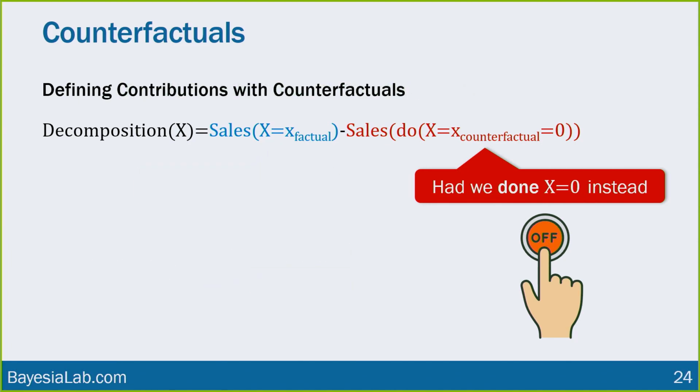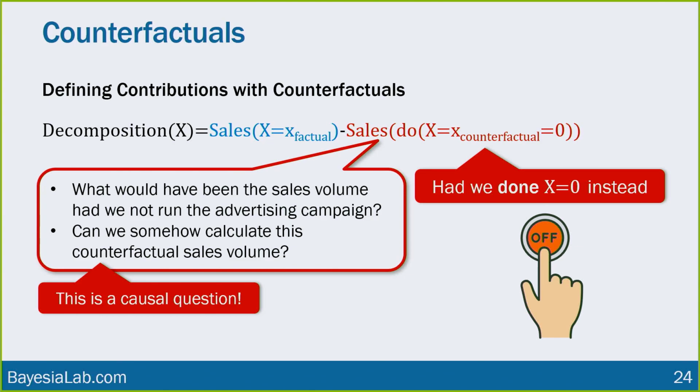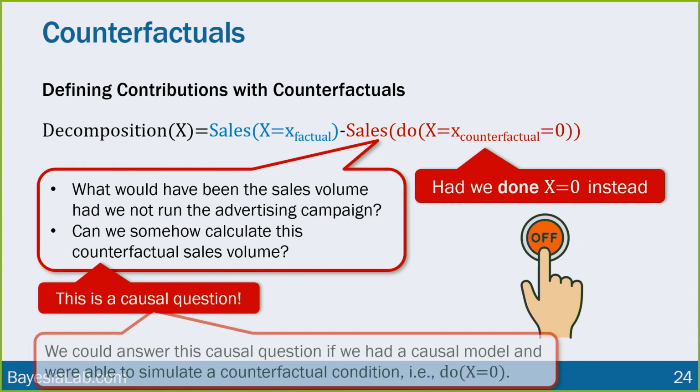So you may obviously ask the question now, well, how can we know that? How can we establish sales if we had not run the advertising campaign? Which leads to the question, can we somehow calculate this counterfactual sales volume? And this is clearly a causal question. And we could answer this causal question if we had a causal model and were able to simulate a counterfactual condition, such as we do X equals 0. We set X to 0, we spend $0 on advertising.